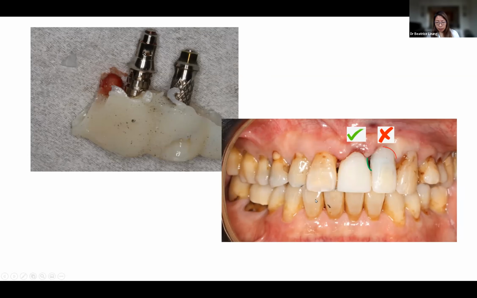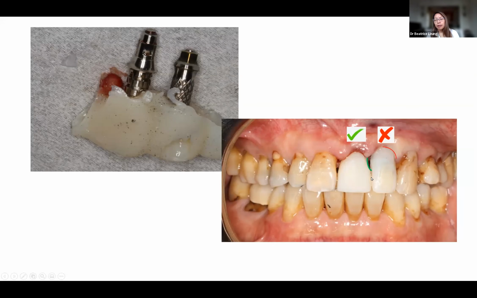And I just wanted to show you, I want to make this temporary crown so I can develop the soft tissue contour as ideally as possible. Sometimes even if I do it, I don't always get ideal soft tissue, but it's a method to give you a soft tissue seal and also to start developing the contour that you want.